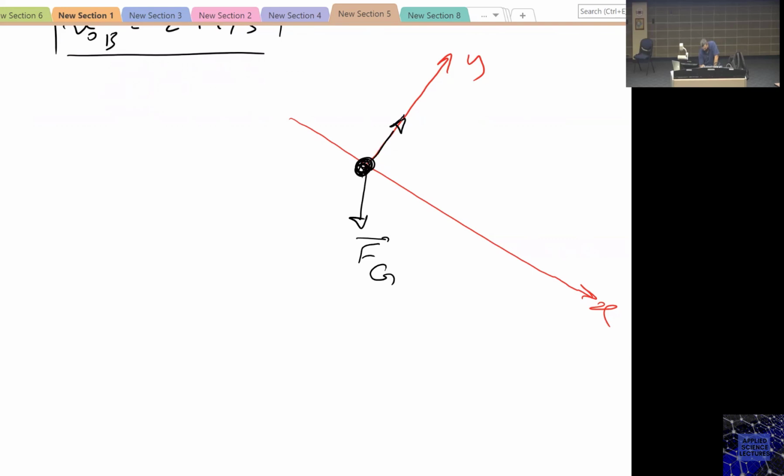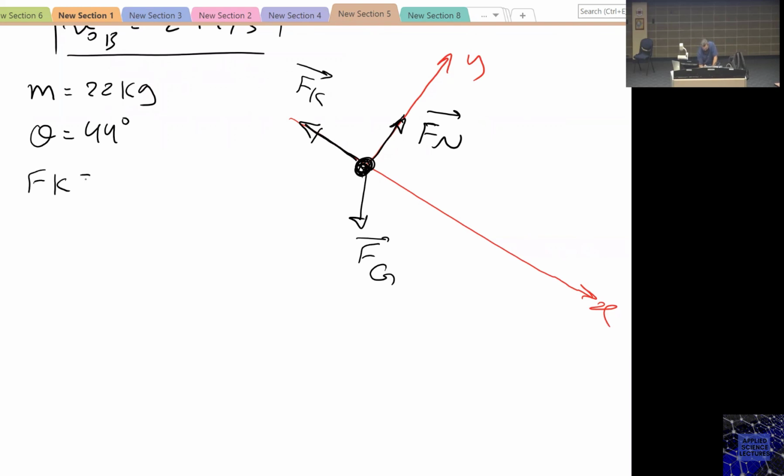We have the normal force, and we have the kinetic frictional force. We're starting from rest. So let me put here first, we have the mass of 22 kilograms. We have theta, 44 degrees. We have Fk as 79 newtons. We have delta R as 2.5 meters.